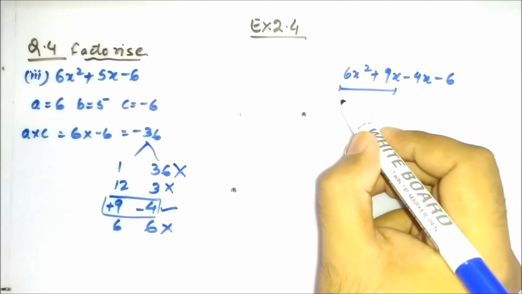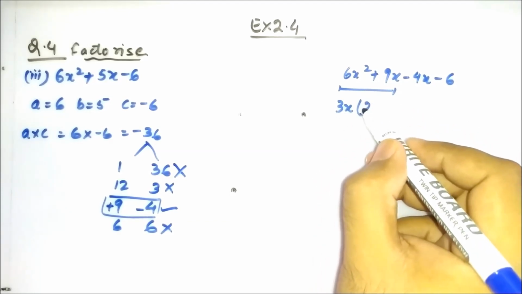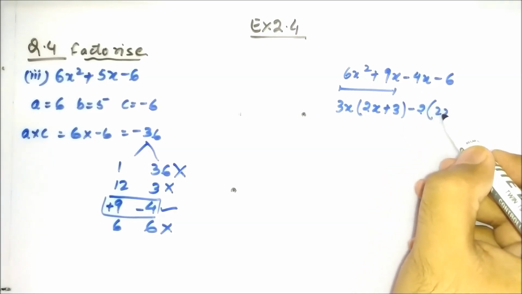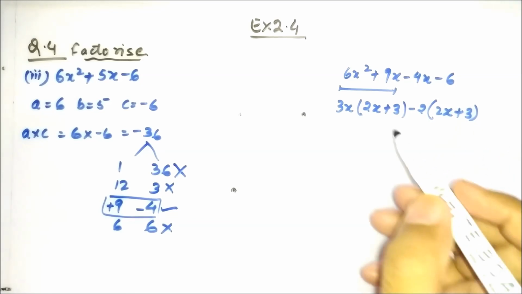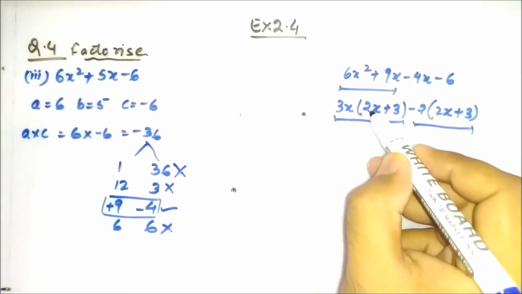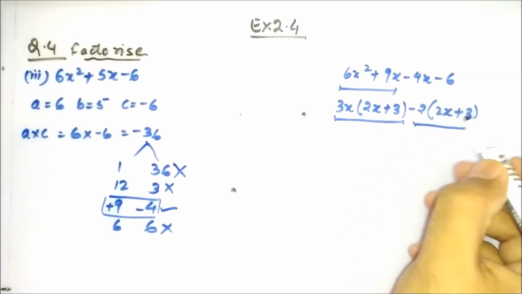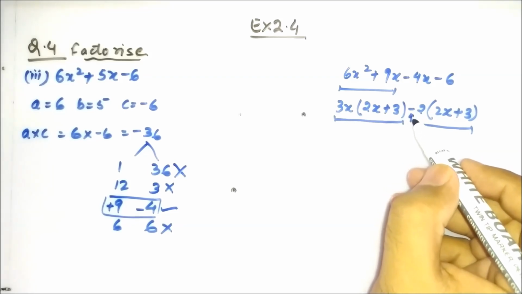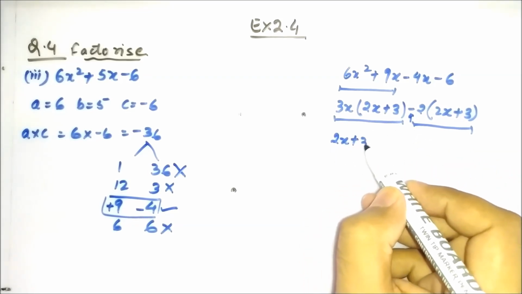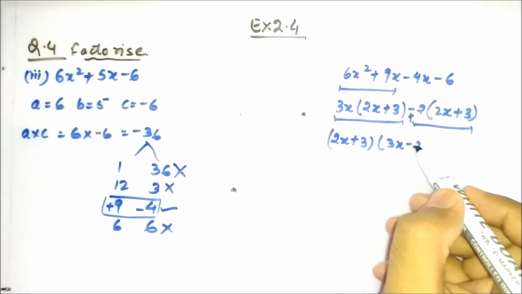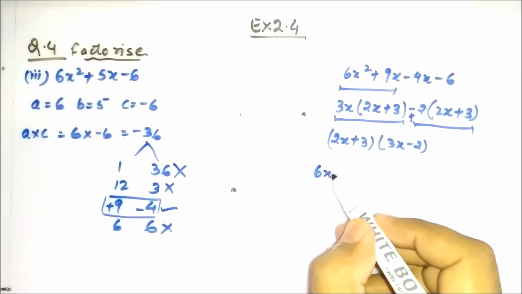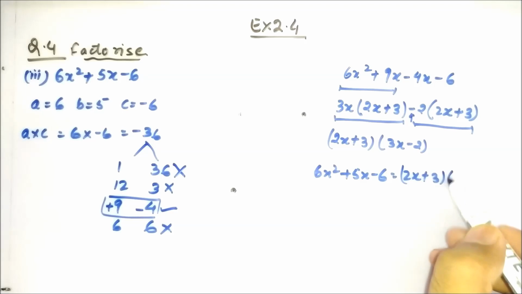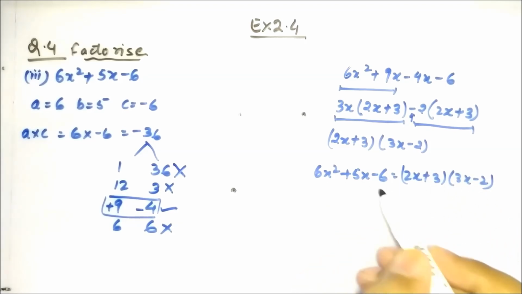From these two we can take 3x as common. So here we will be left with 2x plus 3, and here if you take minus 2 as common, we will be left with 2x plus 3 again. From these two terms, just make sure that whatever you are getting in this bracket should be equal to what you are getting in this bracket. And take the sign always here, whether you are getting plus or minus. So from these two we can take 2x plus 3 common and we are left with 3x minus 2. So the answer is 6x square plus 5x minus 6 is equal to 2x plus 3 and 3x minus 2. These are the factors of this quadratic polynomial.